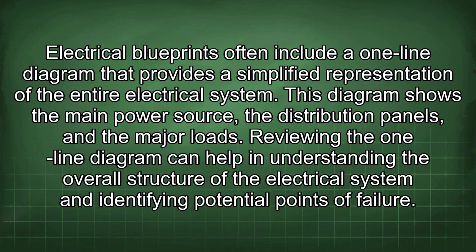Electrical blueprints often include a one-line diagram that provides a simplified representation of the entire electrical system. This diagram shows the main power source, the distribution panels, and the major loads. Reviewing the one-line diagram can help in understanding the overall structure of the electrical system and identifying potential points of failure.